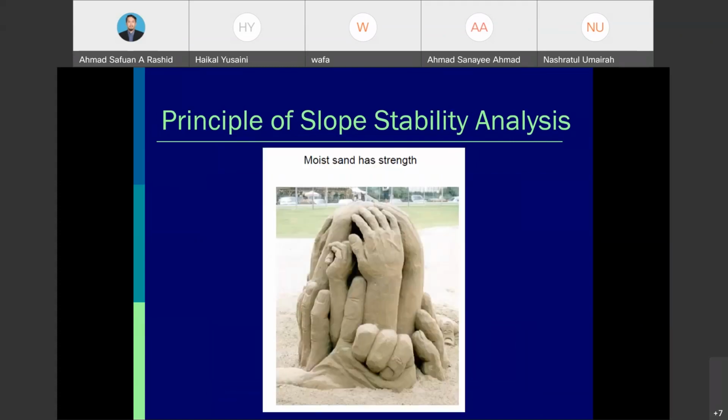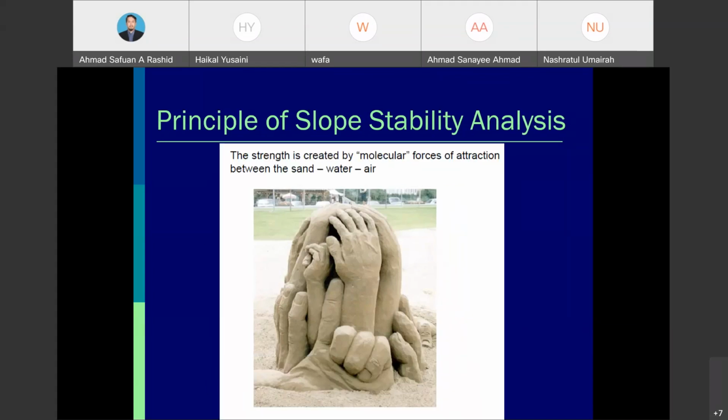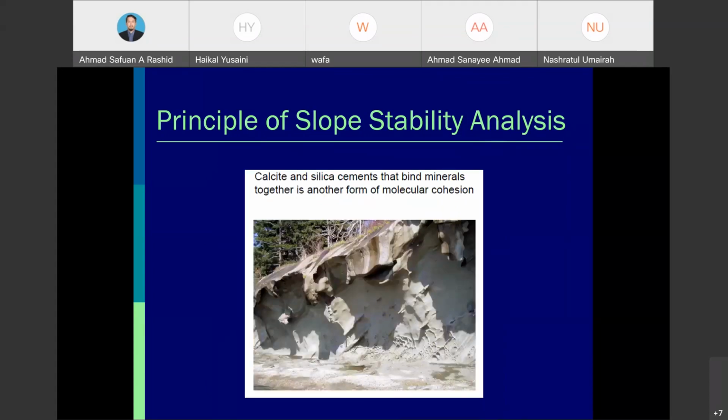So moist sand has a strength. These are some examples. If it is dry sand, it is not easy for us to remove this structure, compared to moist sand. The strength is created by molecular force of attraction between the sand, water, and air. Another example is the calcite and silica cement that bind minerals together, another form of molecular cohesion.